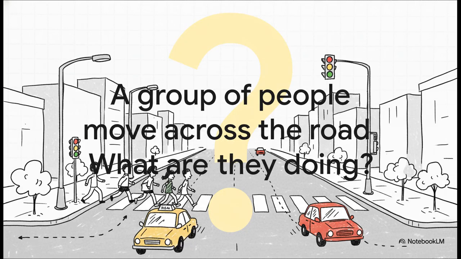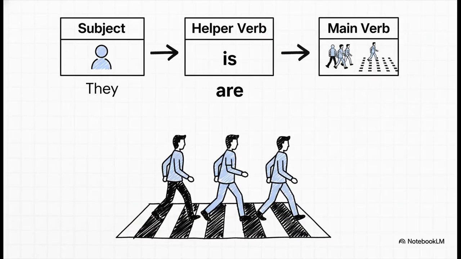Let's try one more. Okay, this time, picture a busy city street. There's a whole group of people, and they step off the sidewalk together. They're moving across the road to the other side. So, what are they doing? They're crossing the road. Excellent. And notice how our building blocks had to change a little bit there, right? Because it's more than one person, our subject became they. And if the subject is they, what does the helper verb have to be? Are. So, they are, or they're, crossing the road.